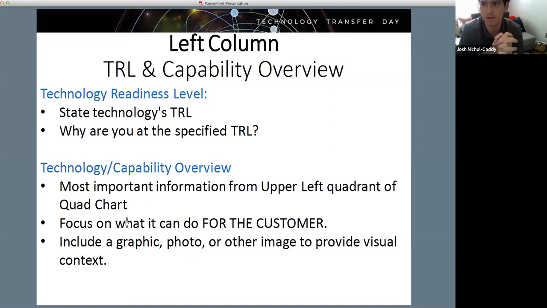I don't know that you should fudge that TRL and say, oh, I'm at a 9, but you're actually at a 2. That maybe would be a wrong answer, but otherwise it's really just an unbiased assessment of where your technology sits currently. And then why are you at the specified technology readiness level?